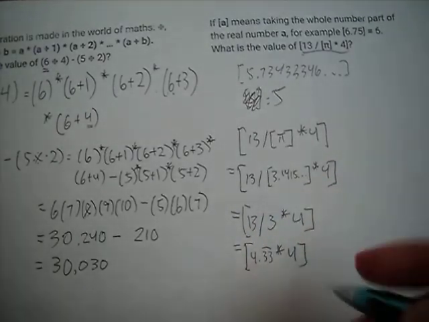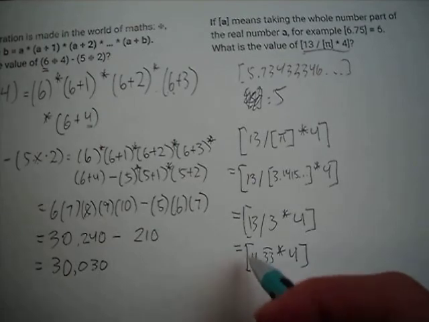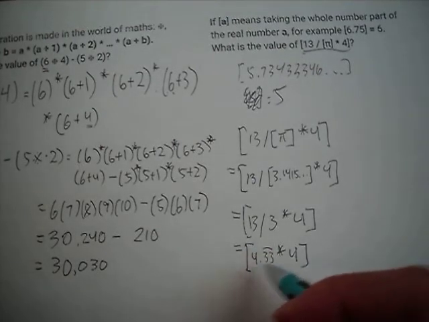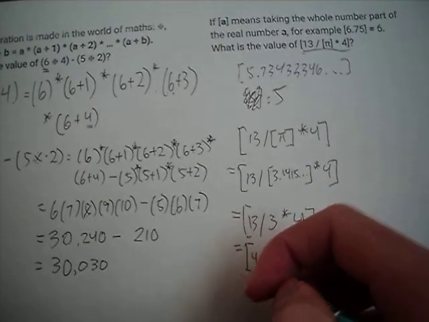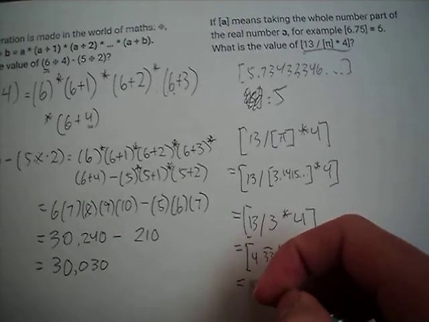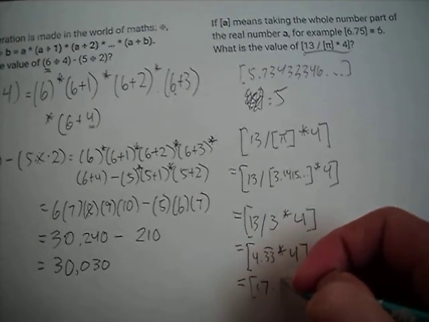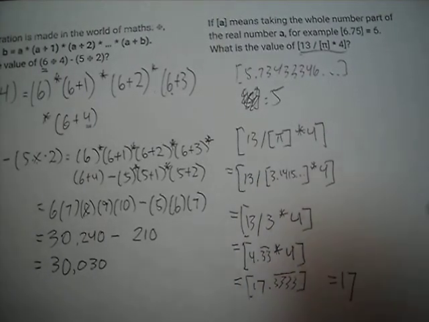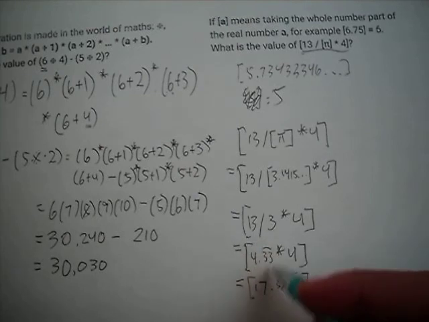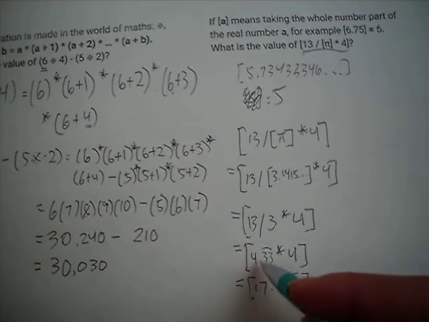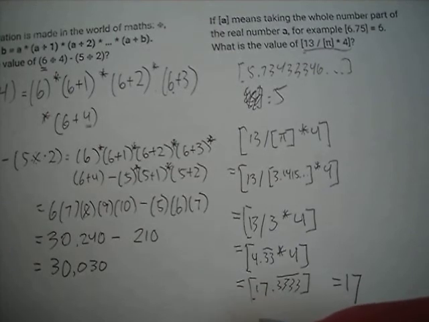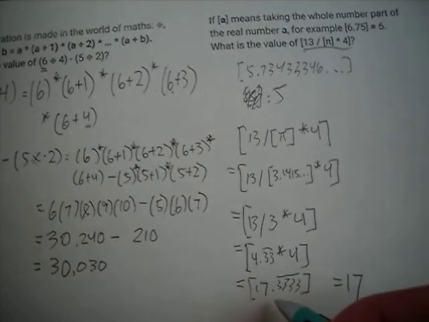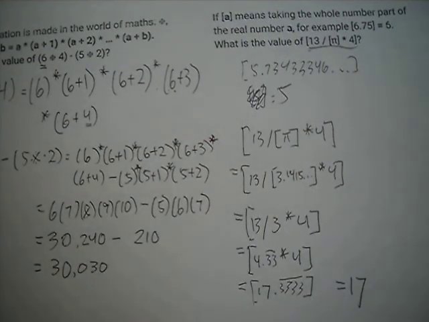times 4. Now you can't just put 4 here because there are no brackets around this number. So we actually have to multiply it first, and that'll give us bracket 17.3333, and that will give us 17. Now if you just put an imaginary bracket around this number, said it was 4 times 4 is 16, well, you're wrong. So this is the actual way to do it. You'd get 17, and that is the correct answer.